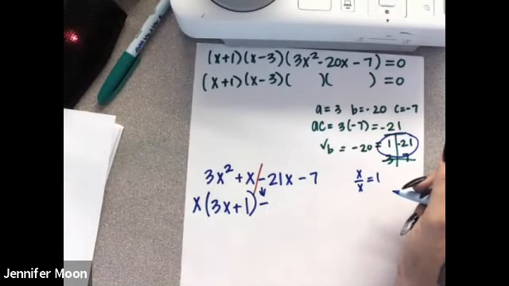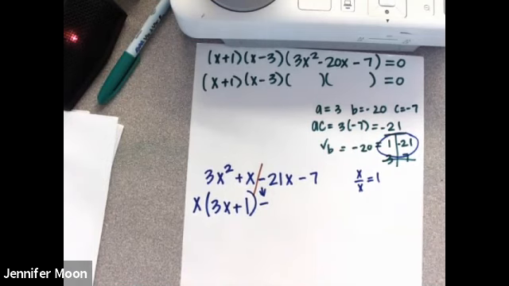Now, when you look at 21 and 7, what is the largest number that can equally divide both of those? 7. See, right? 7. Do they have an x in common? No. So I'm done. That's my GCF. Do your division.